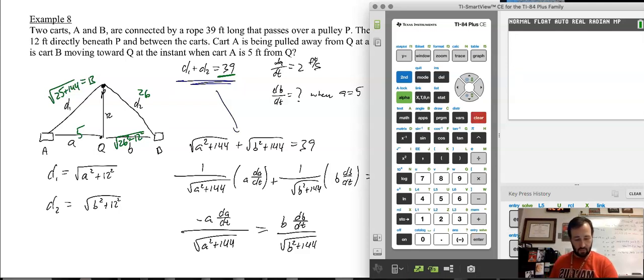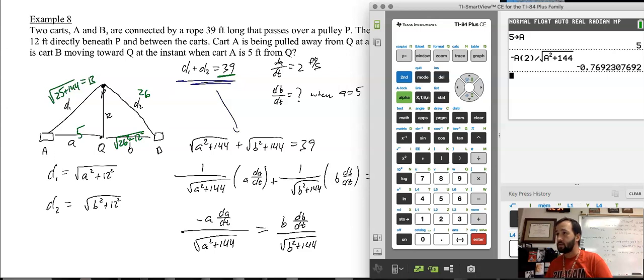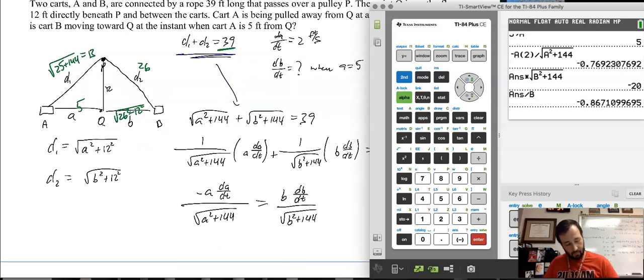So I'm going to do that. I did that with b. A is 5, so I'm going to put a as 5 so that I can just do negative a times dA dt, which we know is 2. Right, so negative a times 2 divided by the square root of a squared plus 144. So that is the left side of my equation. Now for the right side, I need to multiply by the square root of b squared plus 144, and then divide that by b itself, so dB dt is negative 0.8671 feet per second, is how fast that is moving.